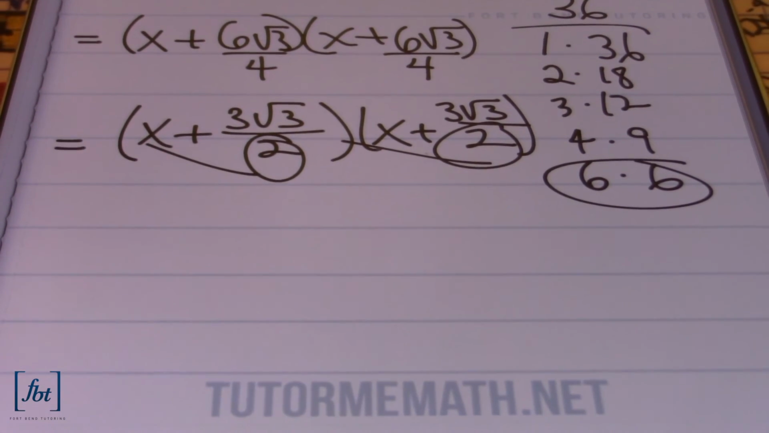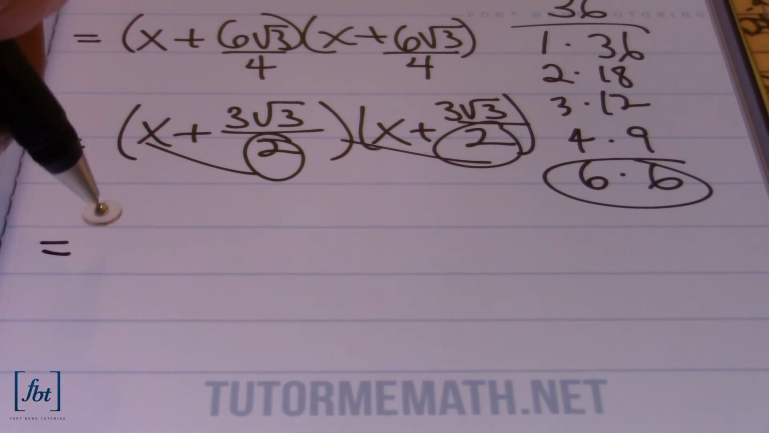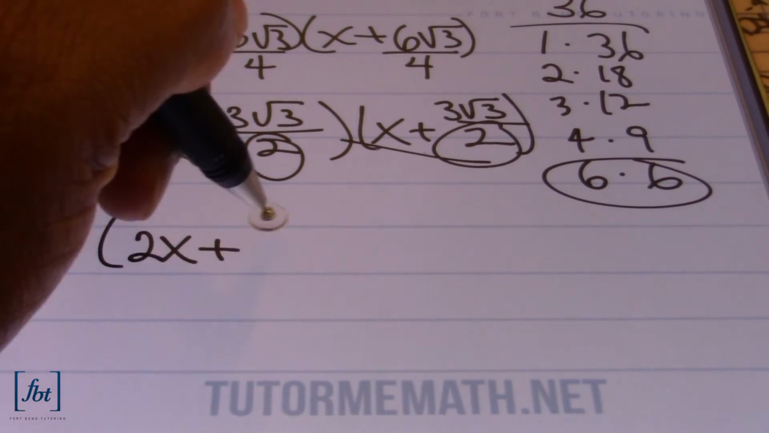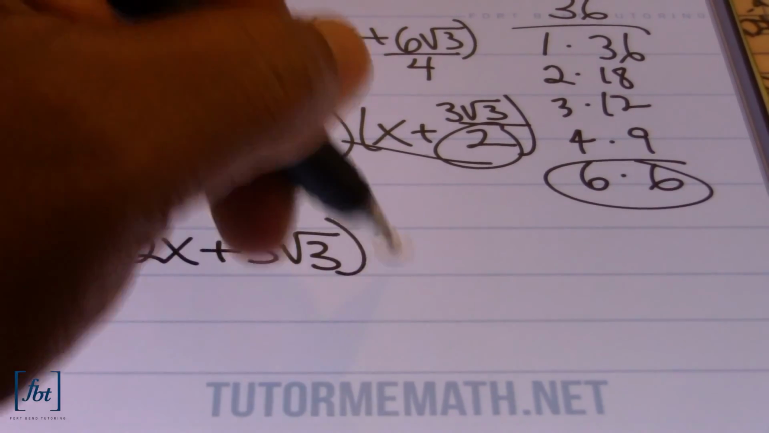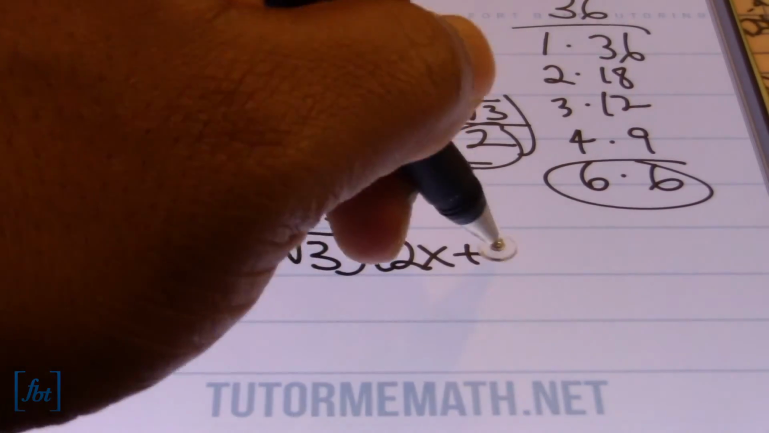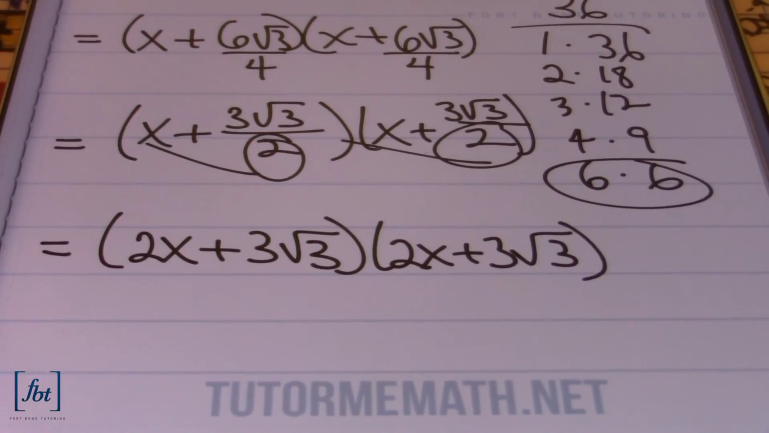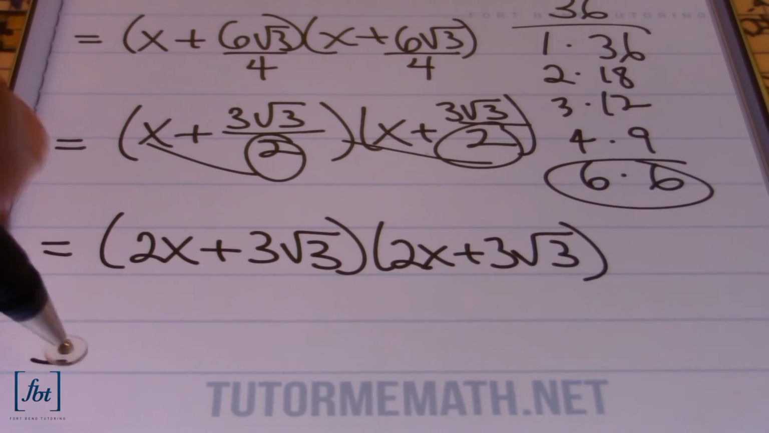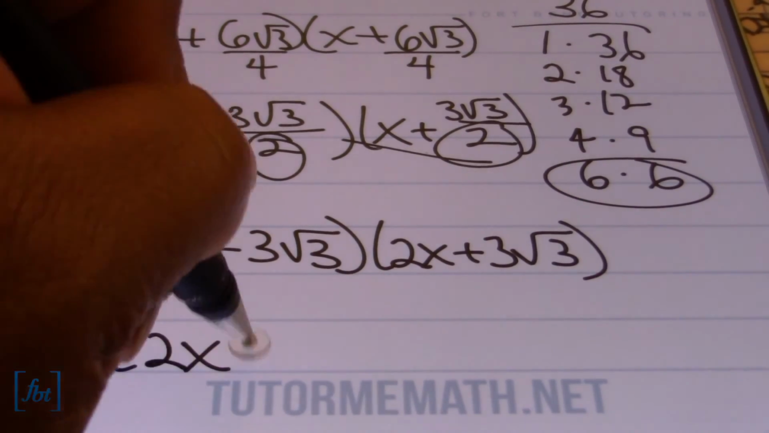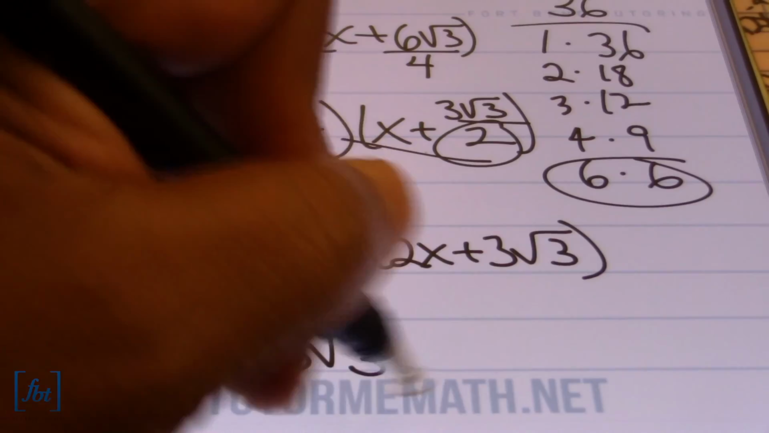Let's go ahead and write our answer out. It's going to be 2x plus 3 times the square root of 3 times 2x plus 3 times the square root of 3. And since our binomials are identical, you're going to simplify your result to 2x plus 3 times the square root of 3 squared.